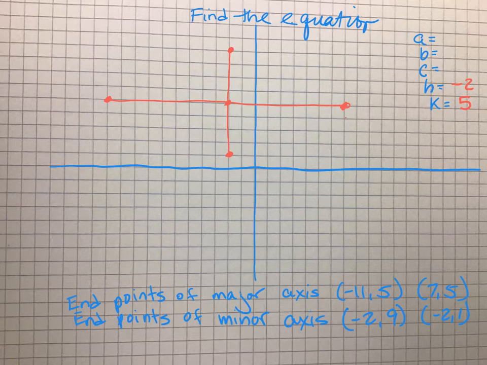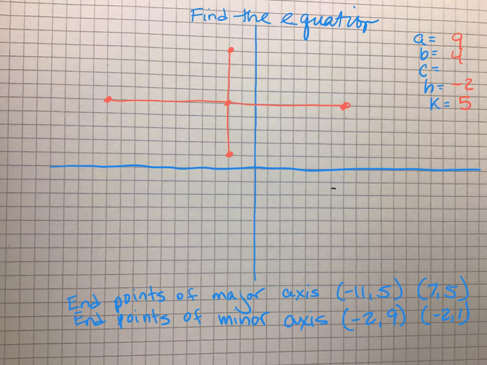Now to find A, it's half of the major axis, so it's going to be 1, 2, 3, 4, 5, 6, 7, 8, 9. And B is half of the minor axis, which is 4. We don't need to find C. We've got enough information to write our equation. This is going to be a horizontal ellipse because it's wider than it is tall. So we go to the horizontal side of the equation and we just fill in the blanks.